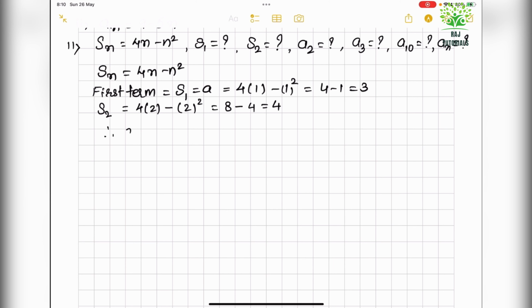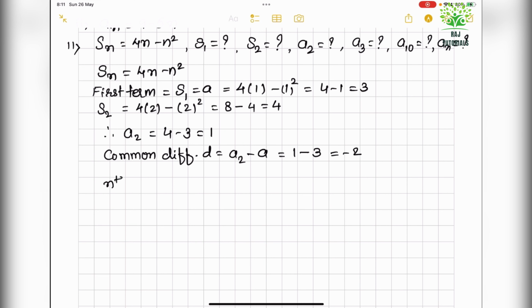So therefore A2 will be 4 minus 3, sum of two terms minus sum of one term. So A2 is 1. Now common difference D will be A2 minus A. So that will be 1 minus 3. So that is minus 2.